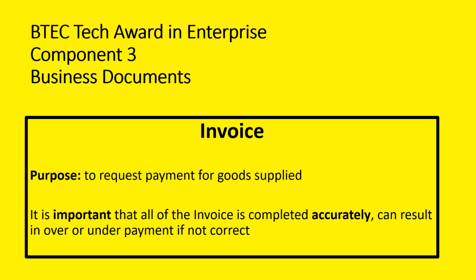The invoice must be done accurately. If it's not done accurately, then it can result in people being asked for too much money or not enough money, and it can get complicated. We need to get the money back if we paid too much. It can take time. It can stop the cash flow of the business. 100% accuracy on an invoice is really, really important.